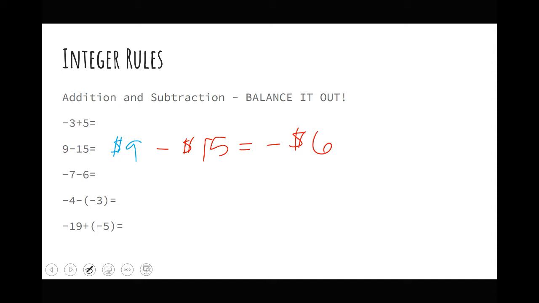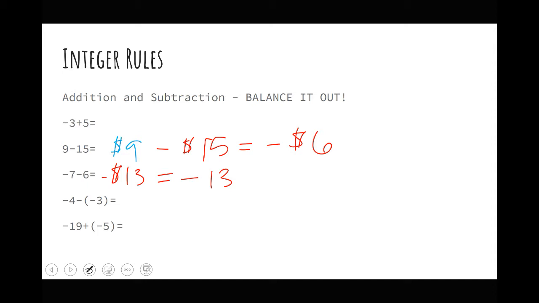Okay, kind of the same concept here for the next one. You owe somebody $7, and then you have to owe somebody else $6. Together, total, you are owing, in this case, $13. So still negative $13. Or we would just say negative 13.